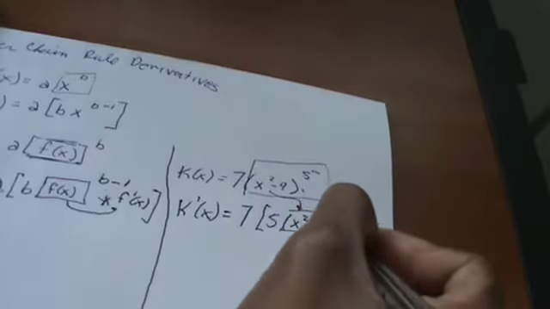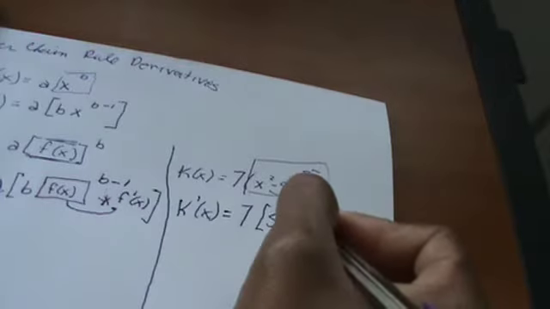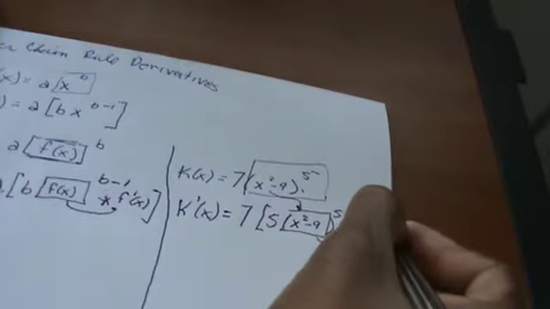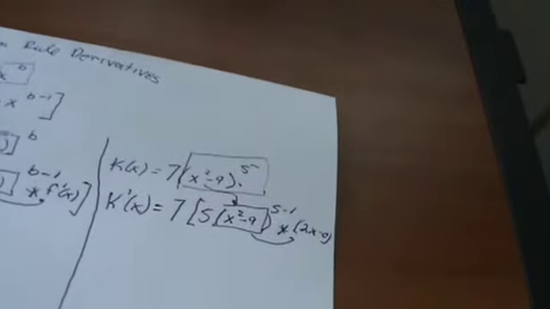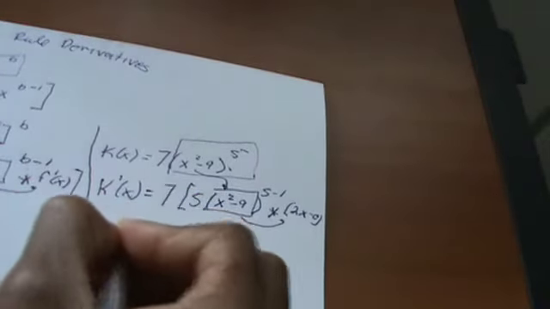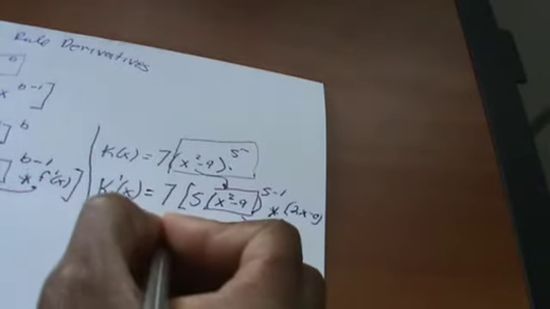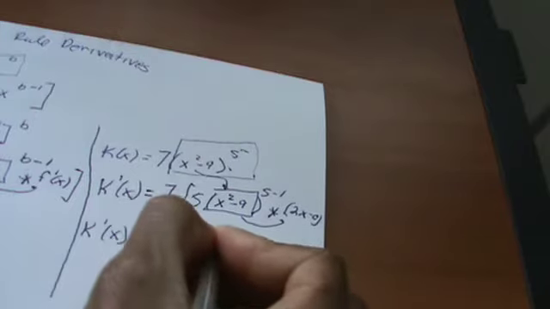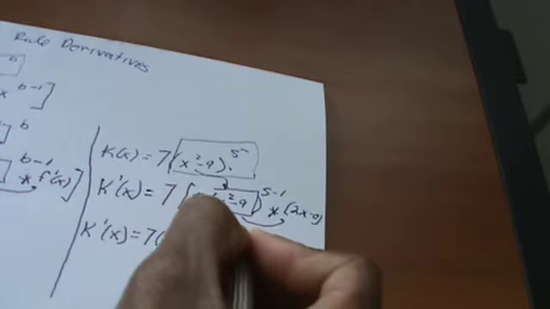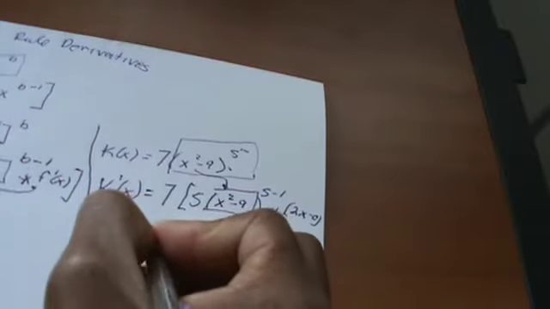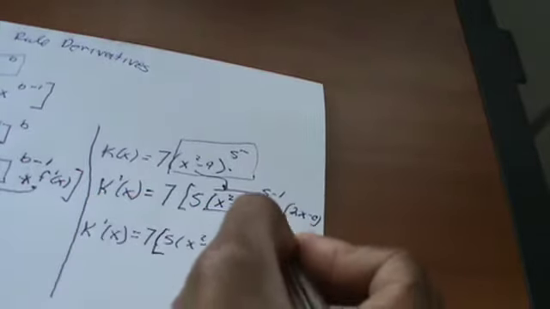And then you clean up your derivative by taking the derivative of that piece that you didn't touch the first time around: 2x minus 0. Like that. So then your derivative, k prime of x, equals 7 times 5 times (x squared minus 9) to the 4th power times 2x. Let me put brackets around the x squared minus 9.